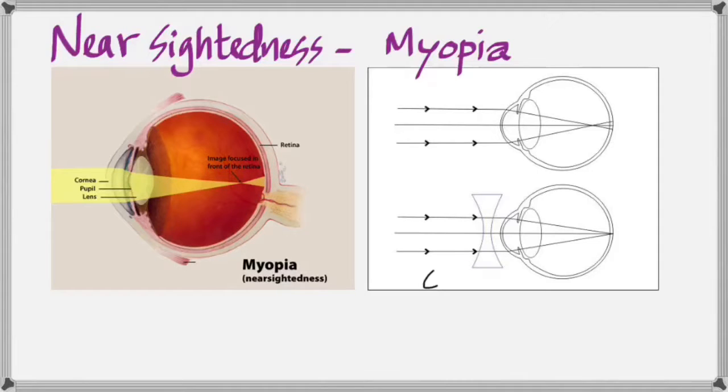So for this person, nothing will be clear because the eyeball has changed its shape. It's got elongated along the x-axis. So that's the problem with nearsightedness.